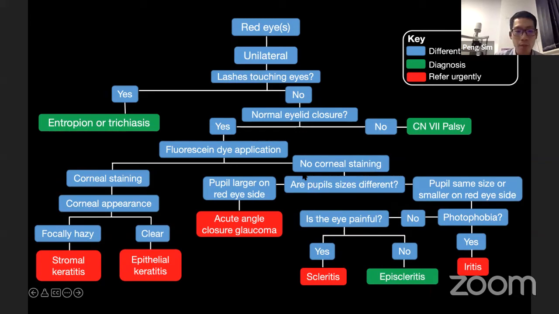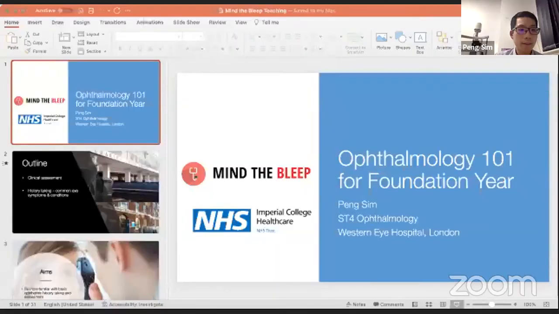I know there's quite a lot of information to take in, but hopefully that will make a bit more sense. And don't worry, I'll send you these algorithms as well in nice PDF versions so that you can look at them if you want.